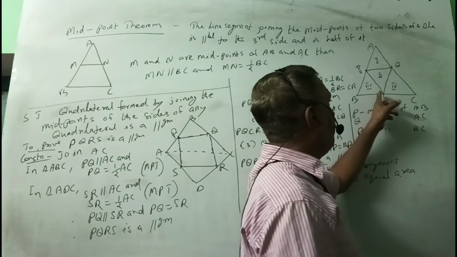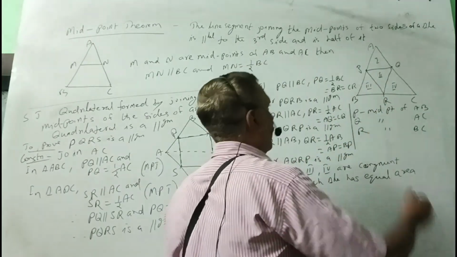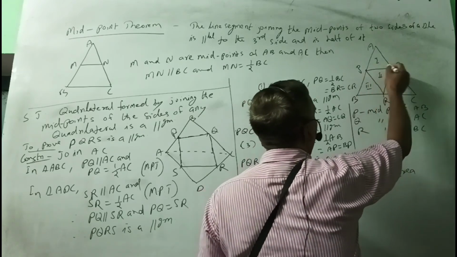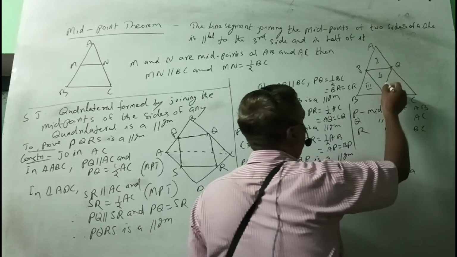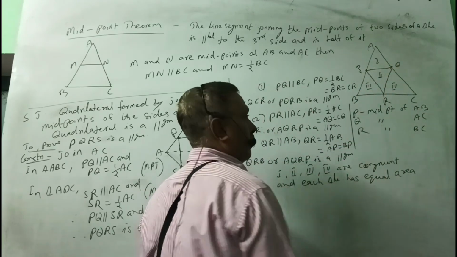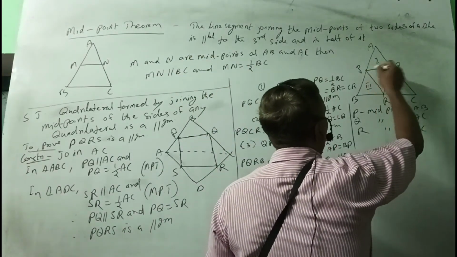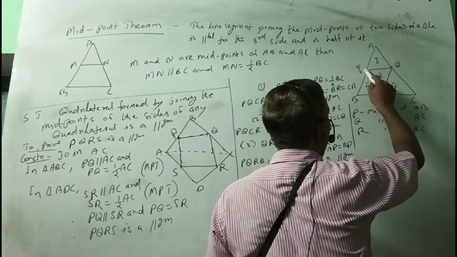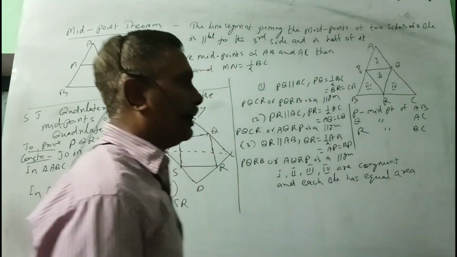So PQ and BR are also parallel, and CR also. Now PQ and BR are parallel and PQ is equal to BR. So opposite sides are parallel and equal, so PQRB is a parallelogram. Similarly, PQCR is also a parallelogram. Both have the same property: opposite sides are parallel and equal.